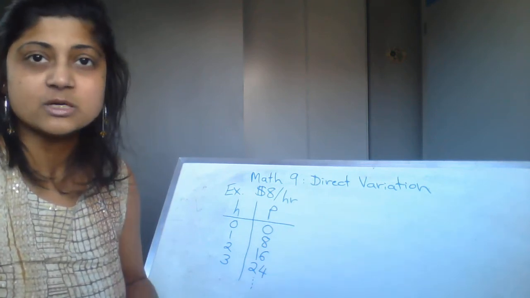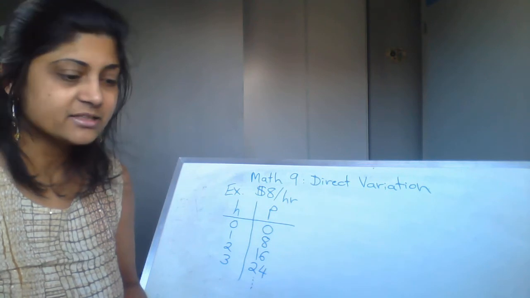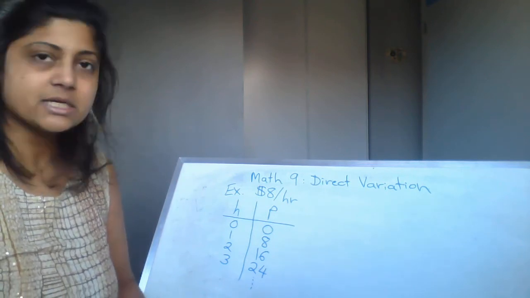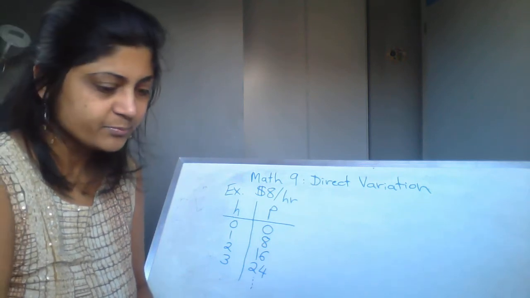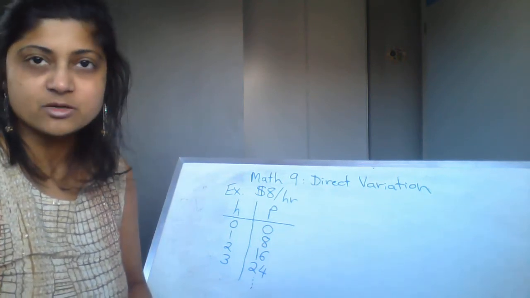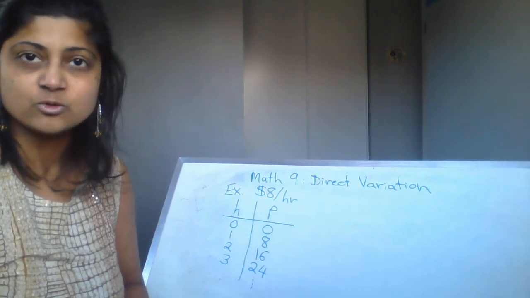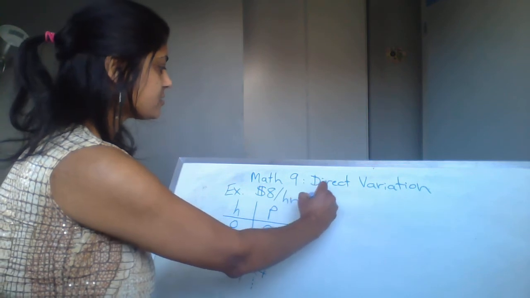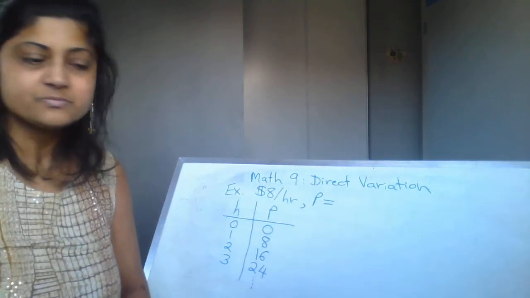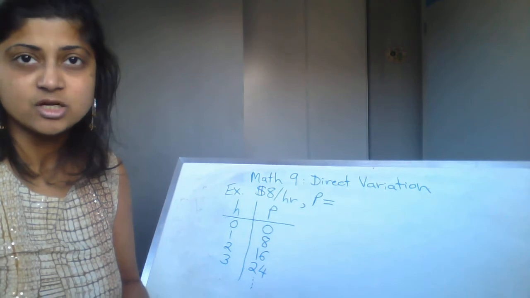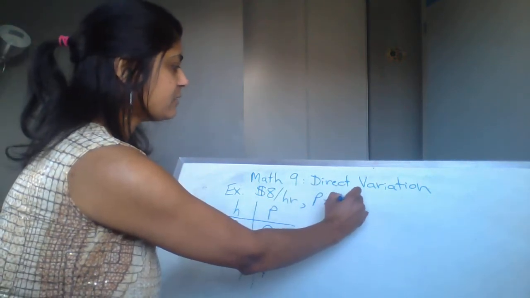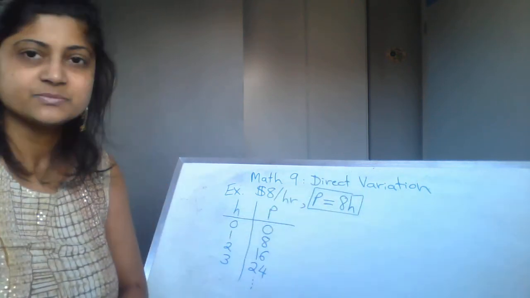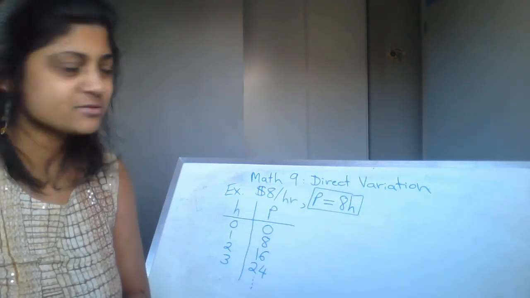The number of hours I work and the pay that I'm getting, both of these variables are directly related to each other. Say I need to write an equation. It says to graph the relationship, but also write the equation in the form of y equals kx. In this case, I want to just write it like this. So pay equals, my constant of variation is $8 here because that's how much she's making per hour. So 8 times H.